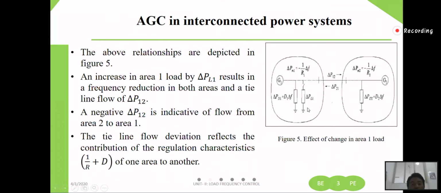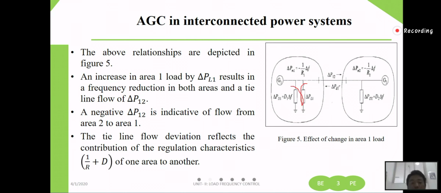Now we'll only talk about area 1. If there is a load change in area 1, let's assume an increase in area 1 load by del P L1. Initially we have all this, but now there is a sudden increase in load del P L1. So what will happen to the other system? This will result in frequency reduction. If there is a sudden increase in load, definitely there will be a frequency reduction in both areas, area 1 as well as area 2, because they are interconnected by the tie line.